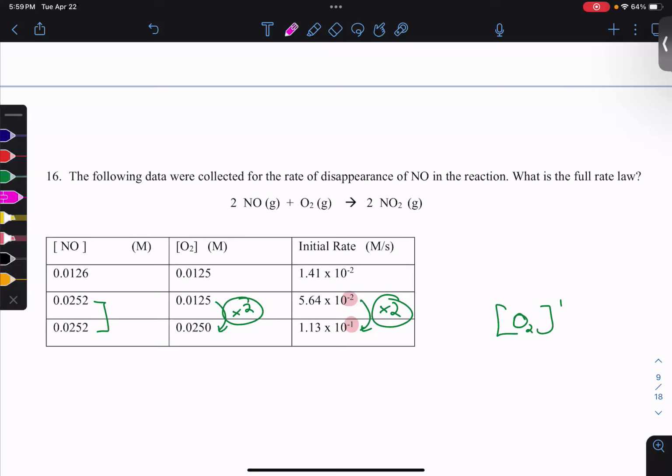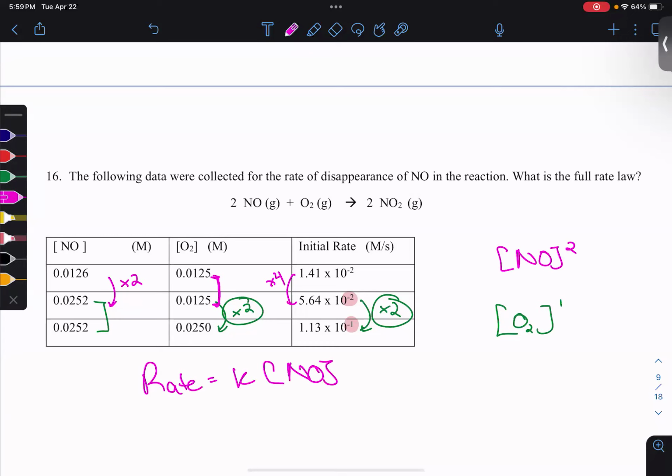So that's O2. So let's focus on NO. Notice that for the first 2 reactions, O2 stays constant. So reactions 1 and 2, NO doubles. What happens to the rate? Does it double? No, it quadruples, right? You have your calculator. It quadruples. So that means NO is what order? Second. All right, so then rate equals k[NO]^2[O2].